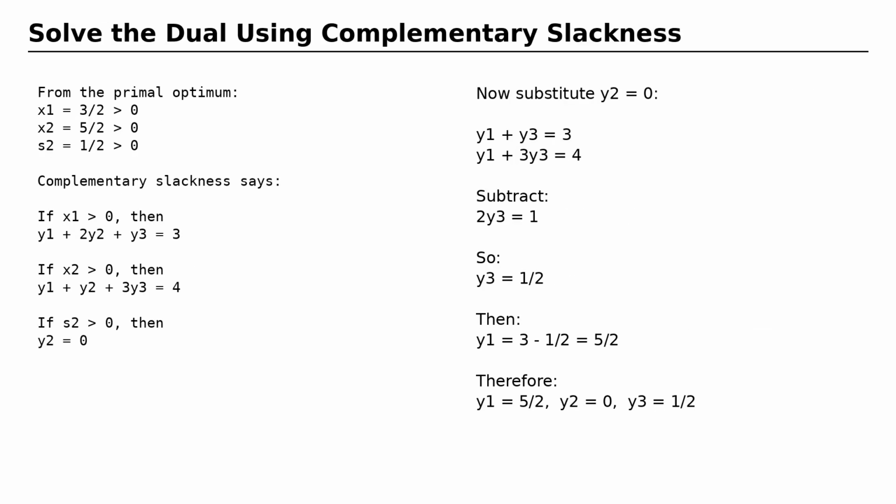We solve the dual using complementary slackness. From the primal optimum, x1 and x2 are both positive, so both dual constraints must hold as equalities. Also, the second primal constraint has positive slack, so y2 must be 0. That gives us two equations in y1 and y3, which we can solve directly.